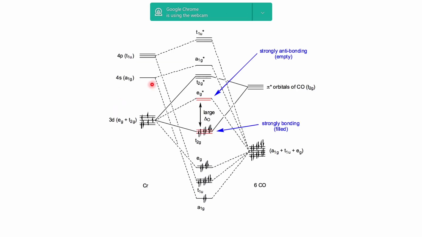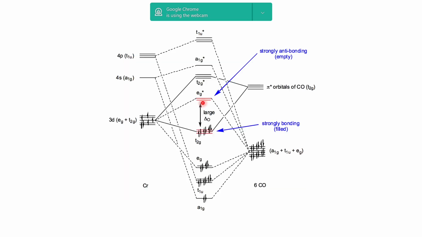In those cases, the interaction is so strong. The T2g is also strongly bonding in nature. This is a bonding molecular orbital. Eg star is a strongly antibonding orbital. Because of this, Eg star cannot hold any electrons, and this bonding orbital should be filled. That is why we have an absolute 18 electron rule, 18 electrons in all these complexes.